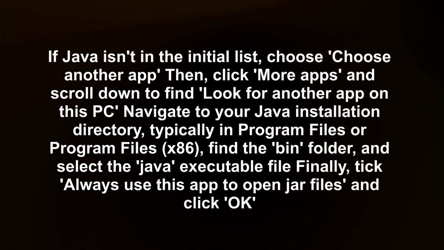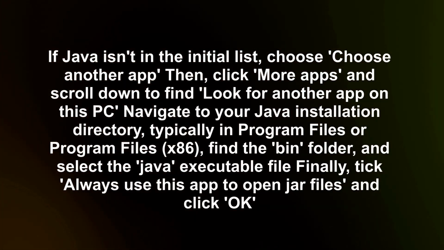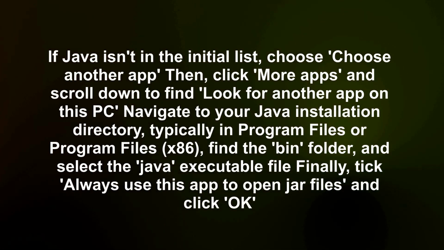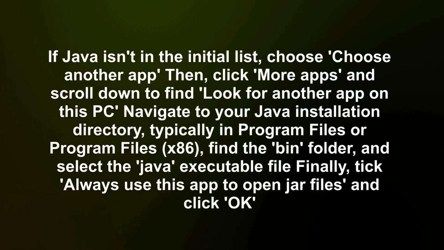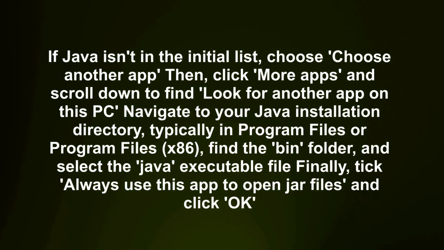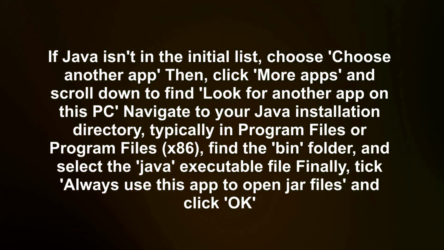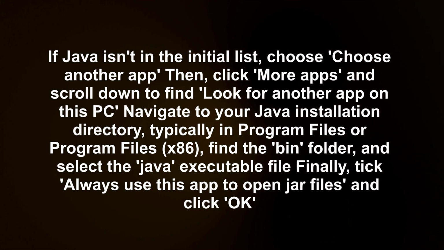Navigate to your Java installation directory, typically in Program Files or Program Files (x86). Find the bin folder and select the Java executable file. Finally, tick Always use this app to open jar files and click OK.